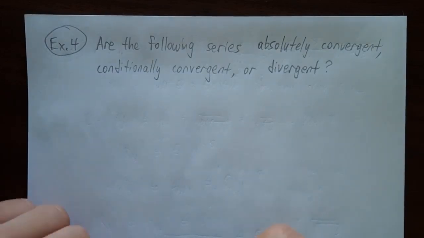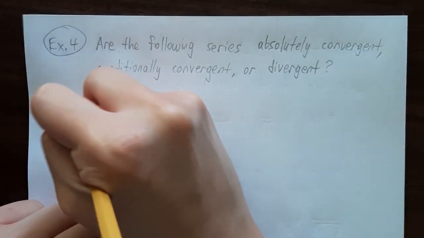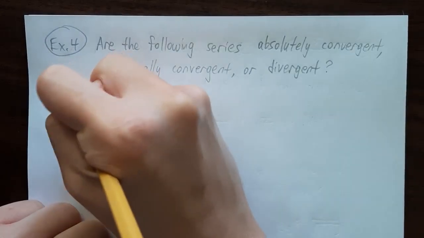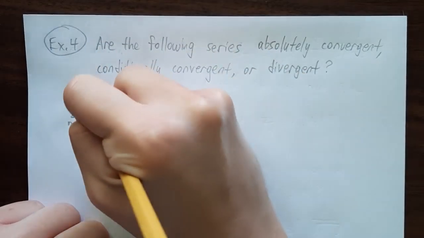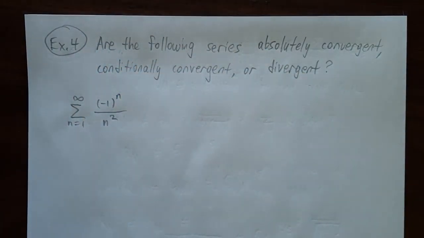All right, so the first series we're going to start off with is this one, the sum from n equals 1 to infinity of (-1)^n divided by n squared. The basic workflow that I'm going to use is we'll first try to prove absolute convergence, because if we get absolute convergence, then we don't need to check for anything else. We're done. But if it fails, then we'll check for conditional convergence after that.